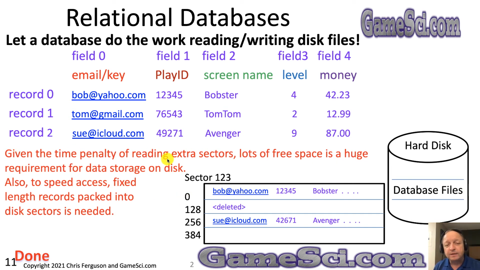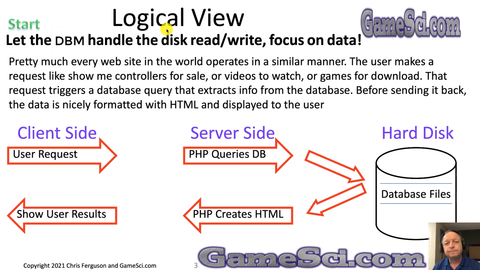Given the time penalty of reading extra sectors, lots of free space is a huge requirement for disk storage on disk. We'd much rather burn some extra disk storage space than try to juggle records across different sectors. Also, to speed access, fixed length records packed into disk sectors is a needed requirement for any efficient database operation.